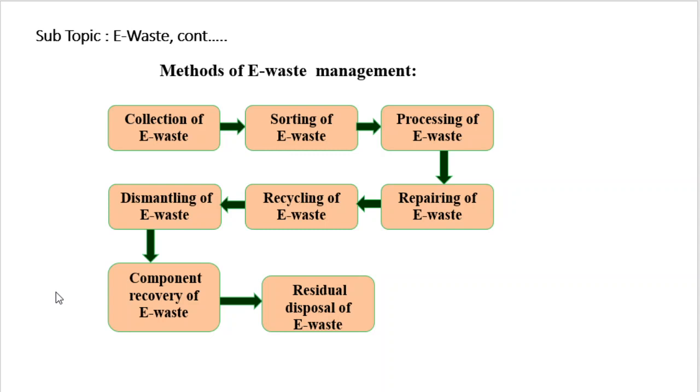The next stage is dismantling of the e-waste. Dismantling means what? Suppose repairing or recycling is not possible, then we dismantle. Dismantling means all the parts of the e-waste get separated. We can see which part is usable, and we can use it for recycling. Which part is repairable, we can use that part again, and the remaining part goes to debris.